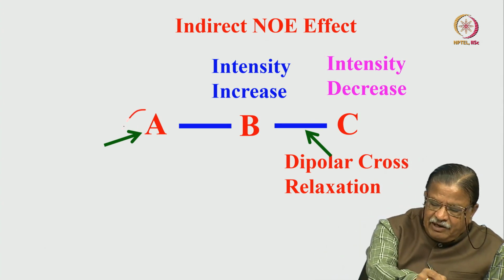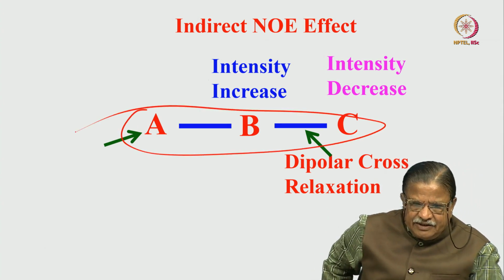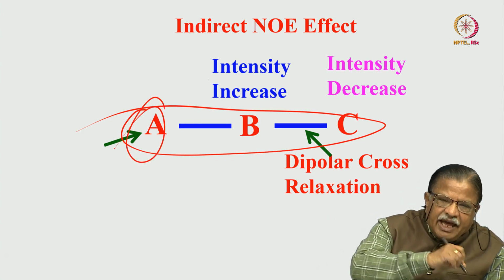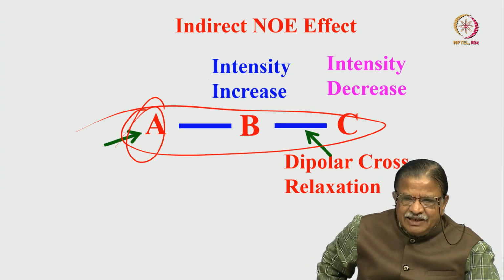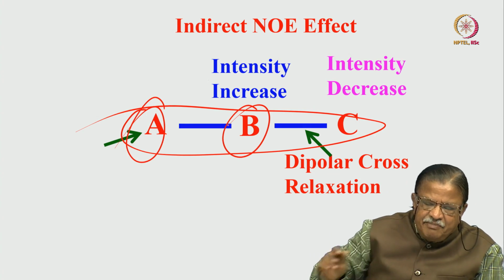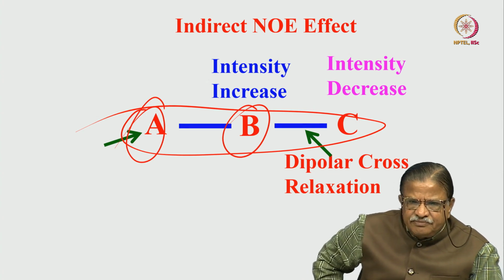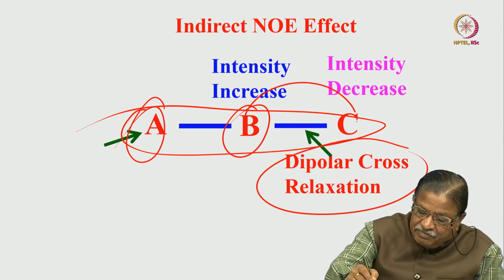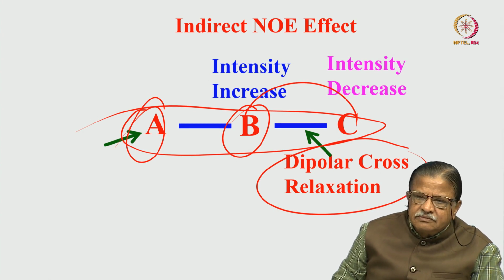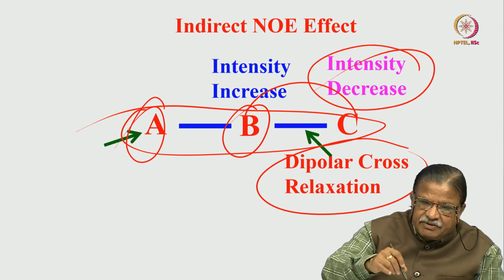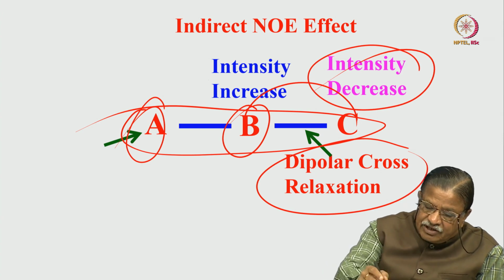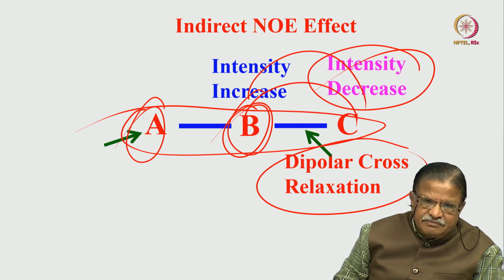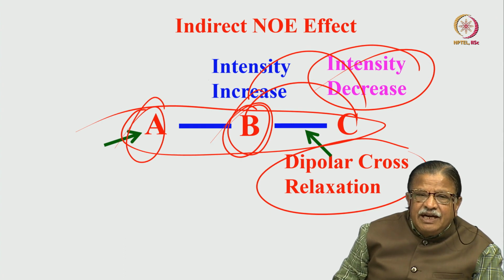Take for example a molecule which is linear, like this. There are linear molecules in a realistic molecule. I am saturating proton A. Assuming there is an NOE, I must see the intensity increase in B. That is true. If there is NOE, I will see that. And there will be dipolar cross relaxation between B and C. As a consequence, there is an intensity decrease on C, and it can also so happen that B also decreases because it is giving its magnetization to C. It can happen. So, this is all indirect NOE effect.